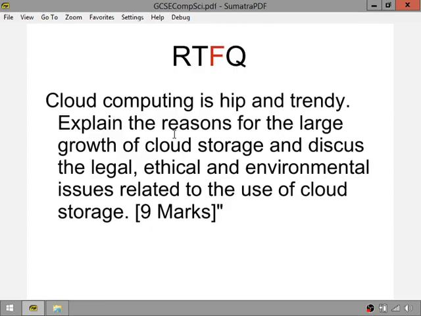Okay, so once we've calmed down and we understand how it's marked, we move on to step 2, which is read the full question. So here's a question example for you. It's out of 9 marks. Cloud computing is hip and trendy. Explain the reasons for... legal, ethical, and environmental issues relating to the use of cloud storage. So cloud storage, legal, ethical, and environmental. Okay, so we've read the question.